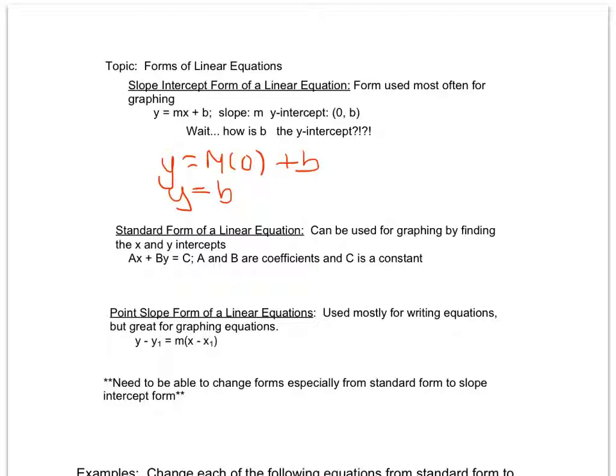And then the last one, this one is most useful when we write equations, but you can also use it for graphing. It's y minus y1 equals m times x minus x1, where m stands again for slope, and (x1, y1) stands for a point.